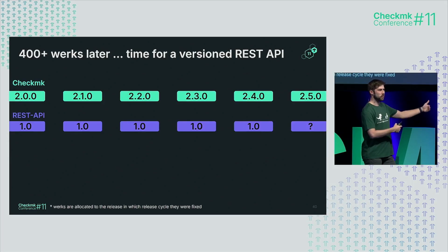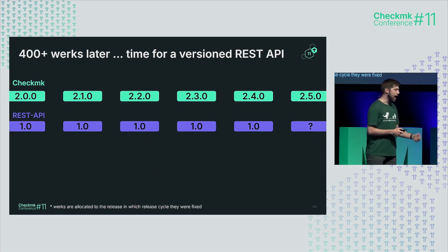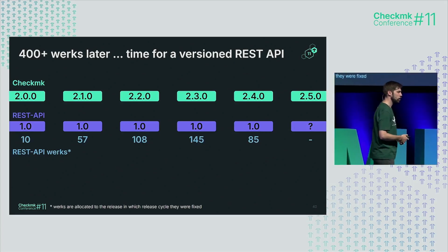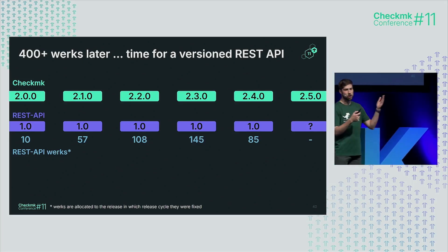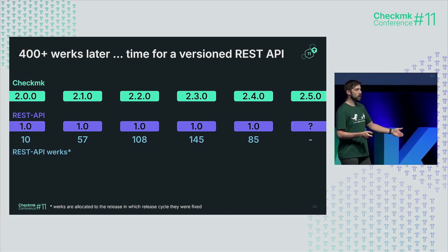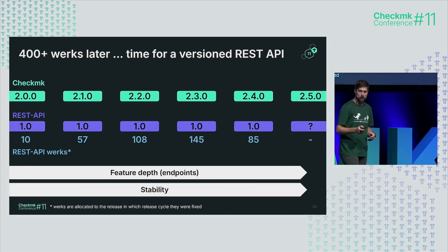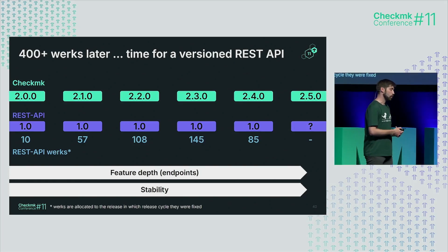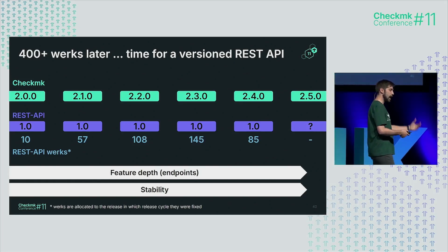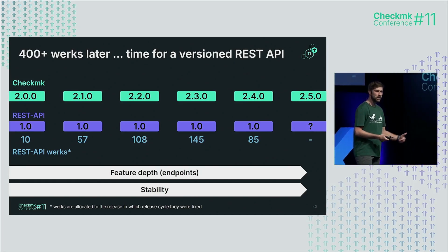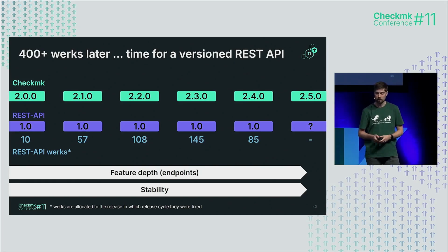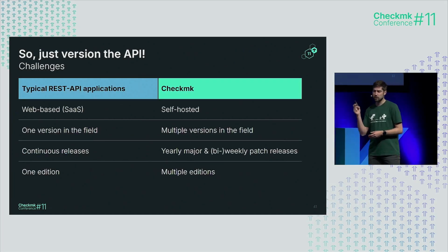Now let's have a look at the evolution of our REST API across the last few years. We introduced it in 2.0 with the REST API 1.0, and we kept the 1.0 ever since. Over the time, though, we did a lot of changes to the REST API. We introduced new endpoints, we changed endpoints that were already there, and we also deprecated stuff and added other stuff. So overall, the feature depth that we have increased significantly. Also, what we did is we increased the stability along the way. And today, we're at the point where we say the stability is good enough that we are confident we can introduce some kind of versioning without introducing too much fallout. So just version the API.